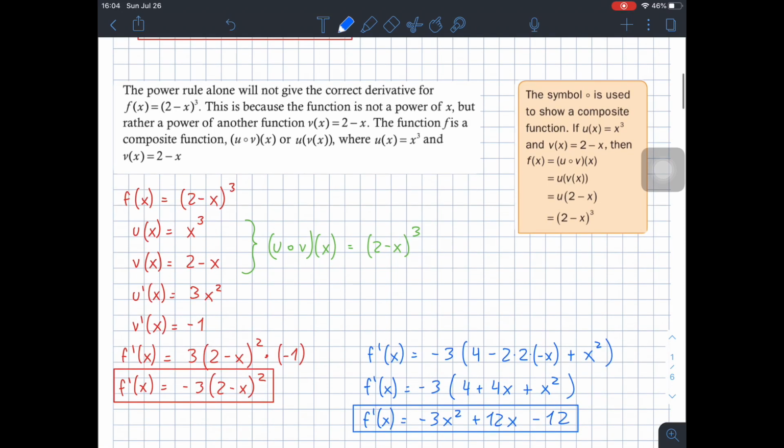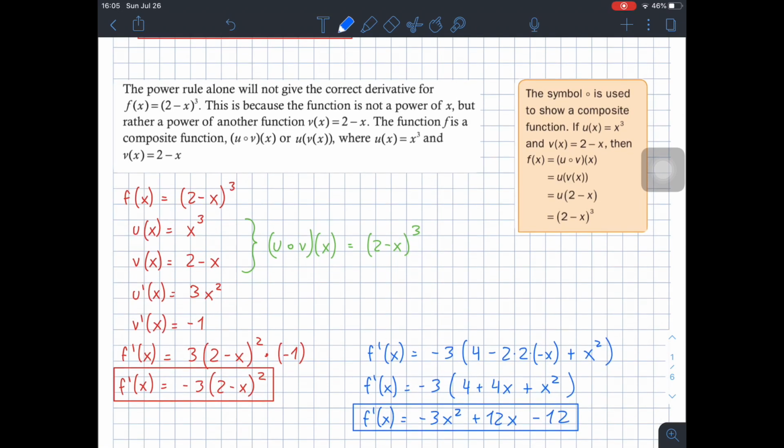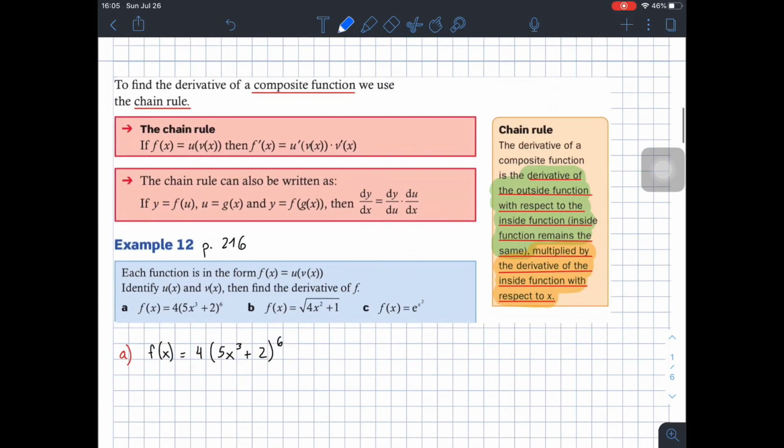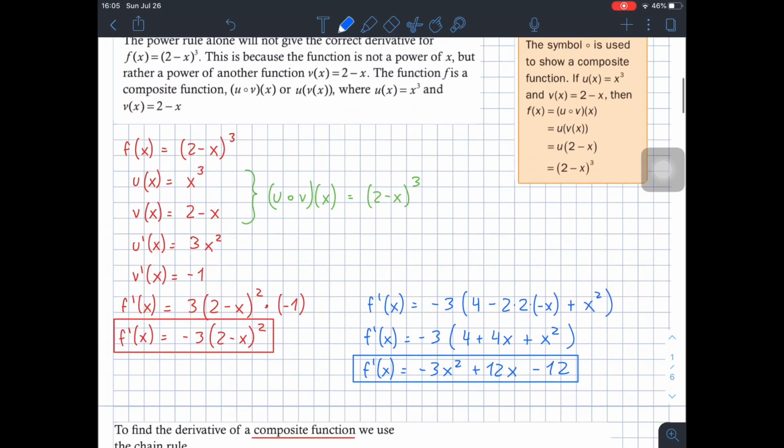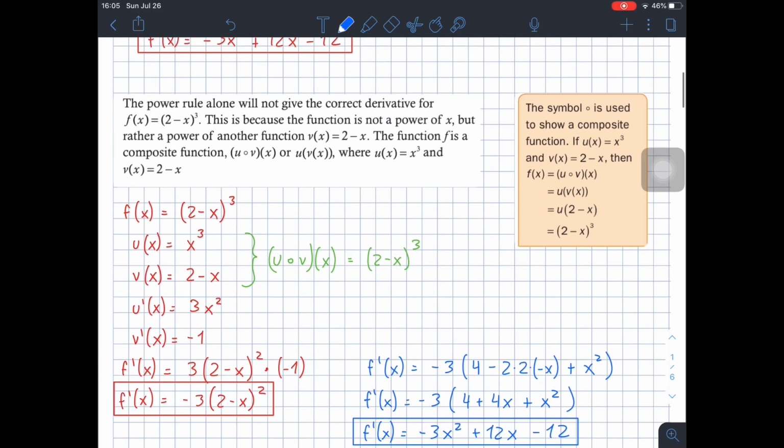Okay, so to avoid making this class too long, I'm going to leave this here. Next class we're going to move on to the definition of the chain rule, and we're going to see lots of exercises in order to practice this concept. Okay, so I hope this was clear, and if not, please let me know, and we're going to try to clear your doubts. See you.